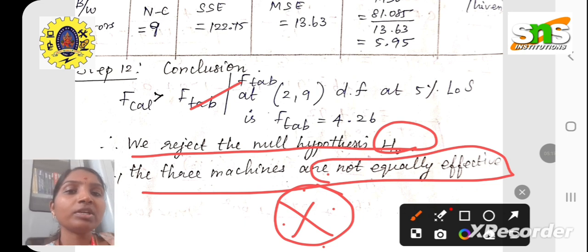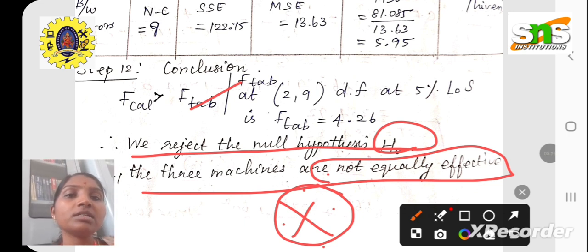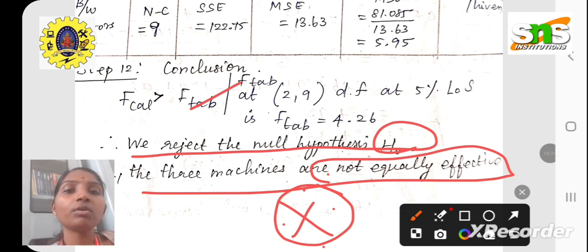In the previous problem, we accepted H0, and in this problem we are rejecting the null hypothesis H0. So this is how we perform one-way ANOVA classification problems.